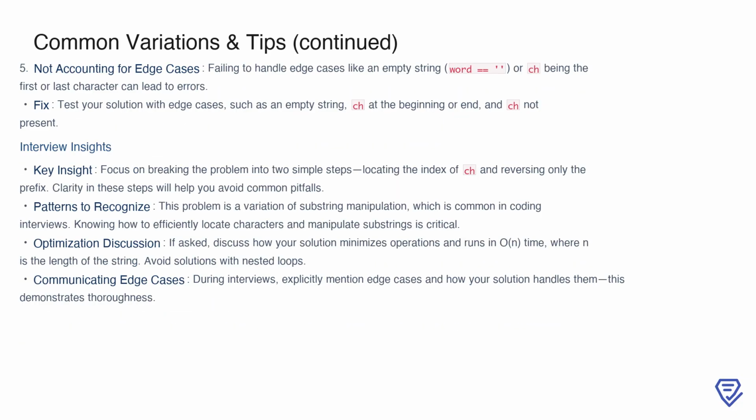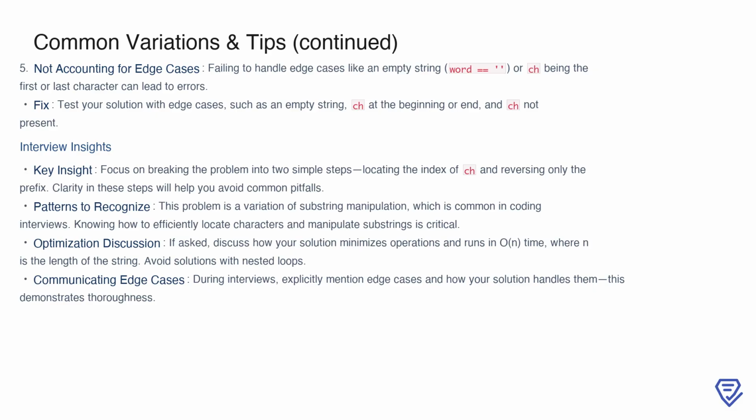Edge cases are another critical area that developers often overlook. For example, failing to handle scenarios like an empty string, or ch being the first or last character, can cause unexpected errors. Testing your solution against these edge cases is essential to ensure reliability. From an interview perspective, it's helpful to break the problem into two straightforward steps: locating the index of ch and reversing the prefix. Keeping these steps clear will help you avoid common pitfalls.